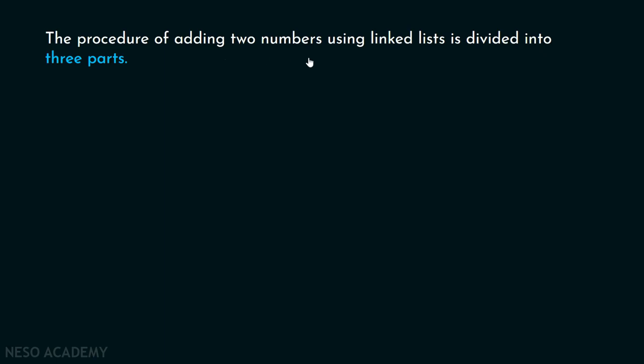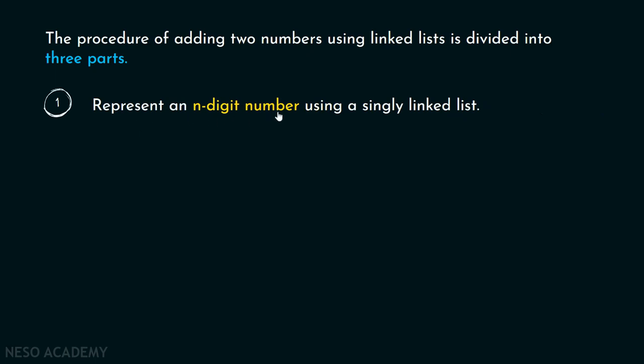The procedure of adding two numbers using linked lists is divided into three parts. I have divided the whole process of addition of two numbers with the help of singly linked lists into three parts. The first part is obviously to represent an n-digit number using a singly linked list.